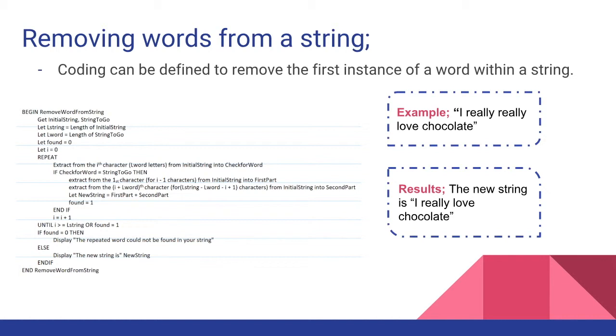The characters seen from really are being searched for at each index, and the search increases by 1 each time until all the characters are looked at in the index. When the word is found, it removes that word, brings the remaining words together, and displays the result: I really love chocolate.